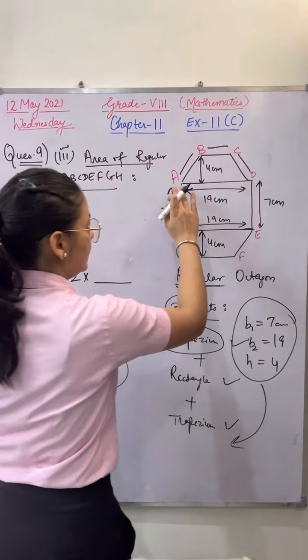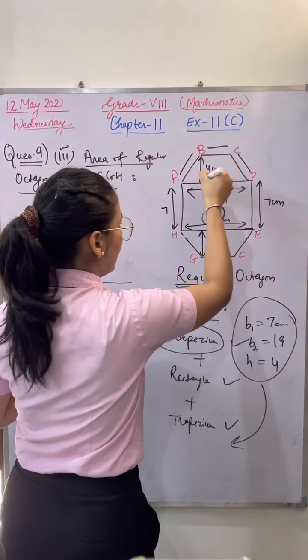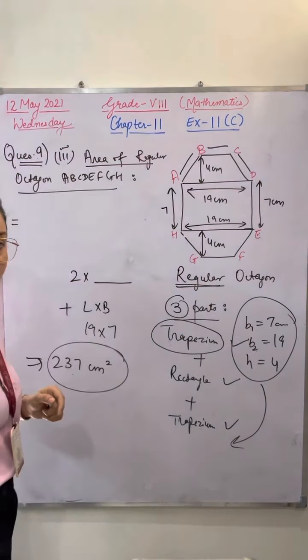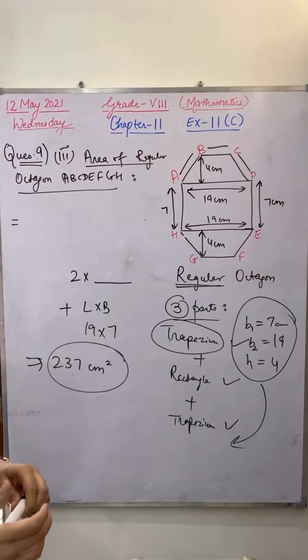This length and this length is 19. Both are the same. This height and this height will be the same. Both are 4. Understood by everyone? Harshit, is it understood? Yashika, understood?